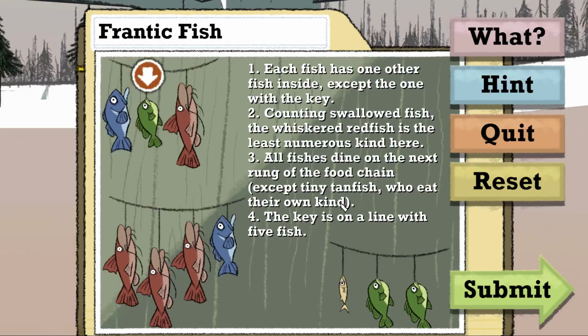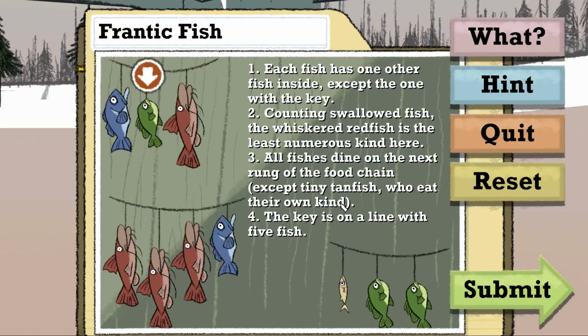Okay. Well, none of the green fish and none of the tan fish can have the key in it. Why? Because we need 5 tan fish at least. Because there need to be more tan fish than redfish. Because the redfish is the least numerous here. Meaning that everything has to have at least 5 or more.